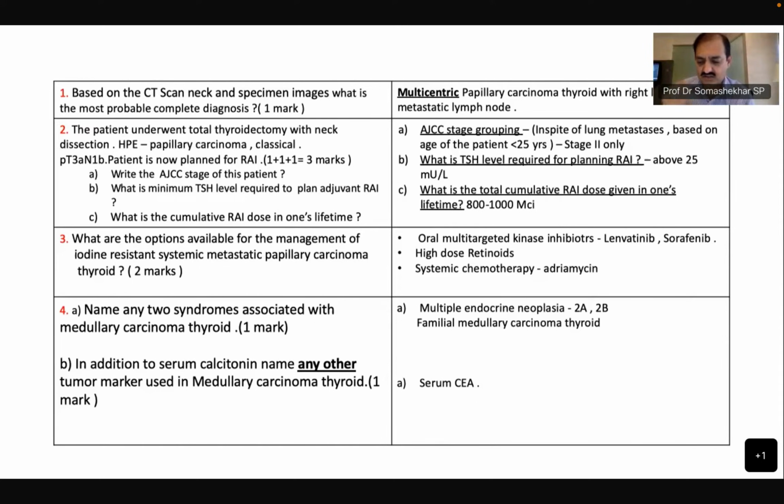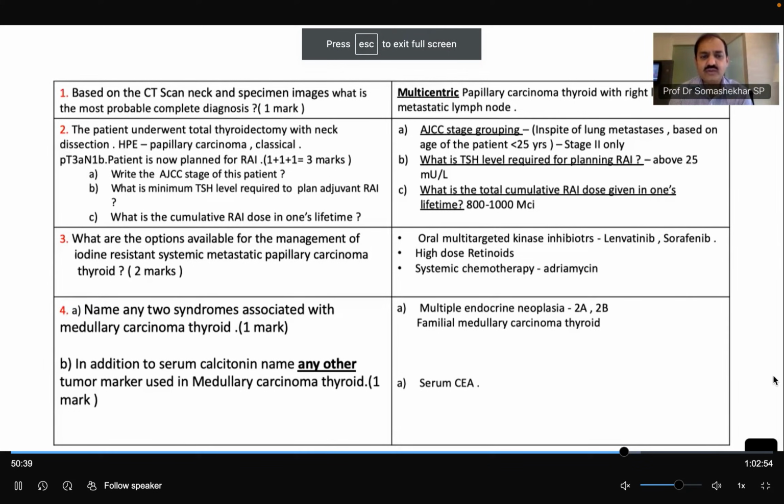T3 has a short half life, so you can use it for preparation. T4 has a long half life, 6 weeks. So what are the options available for iodine resistance? Lenvatinib, sorafenib, that is the oral tyrosine kinase inhibitors. We can give retinoids, very toxic, or systemic chemo, adriamycin. And now nivolumab and other things are also used.